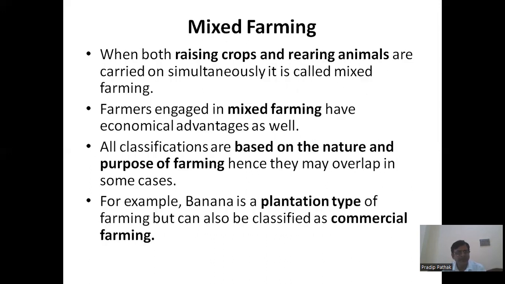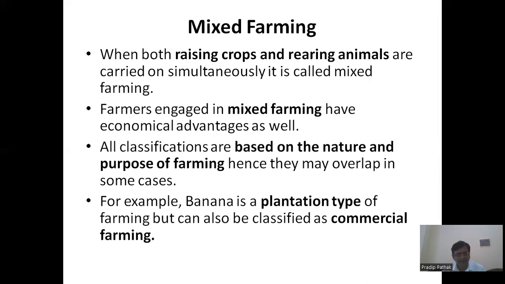Finally, we'll come to mixed farming, when both raising crops and rearing animals are carried out simultaneously. It is called mixed farming. Farmers engaged in mixed farming have an economic advantage as well. They have agricultural land on one hand, and on the other they also have certain animals like cows, so they can milk them and sell it in the market, thereby generating revenue.